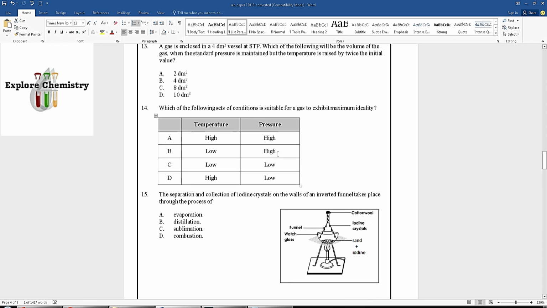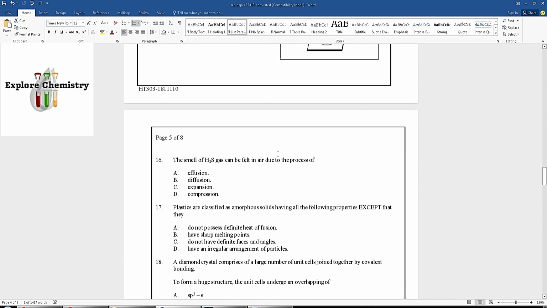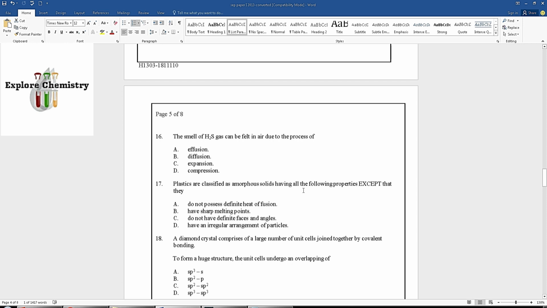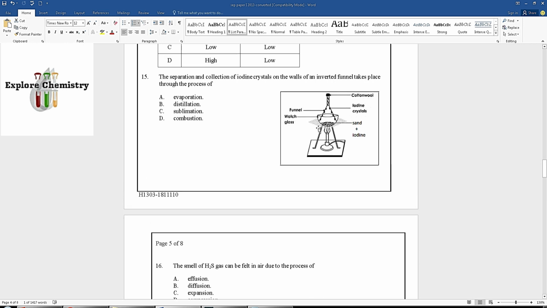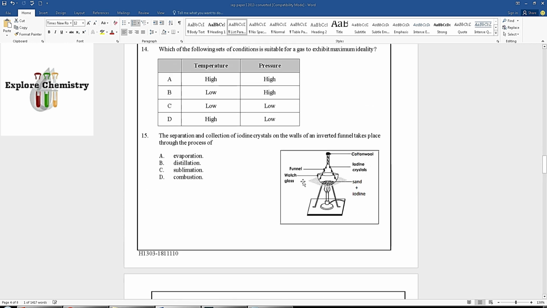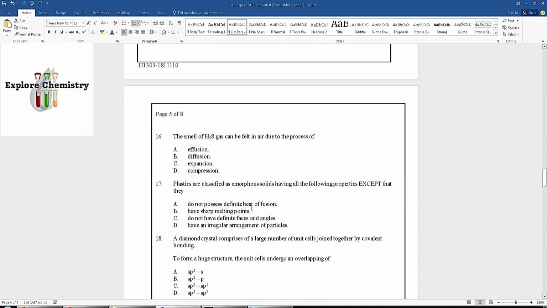13, 14 and 15 also are not related to our syllabus. 16 also. Achha, you can do this 15 one also because this is related to liquid also. This process is actually distillation, so B is the answer. 16 is related to gases, but you can answer the smell of H2S gas can be felt due to diffusion.